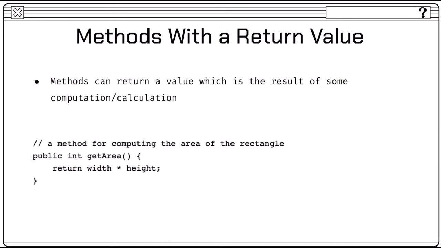There are also methods with a return value. This means that methods can return a value which is the result of some computation or calculation. The example below doesn't have a whole entire code, but it should still be understandable. Here we have a function getArea, and inside it will return the value of width times height, otherwise known as the area.